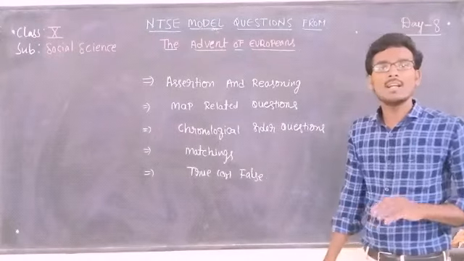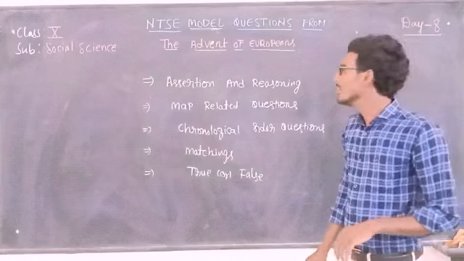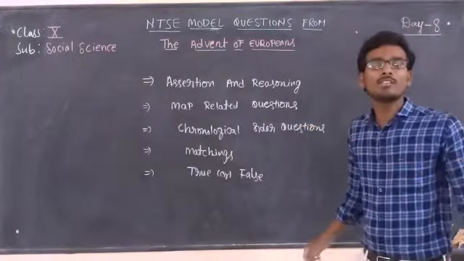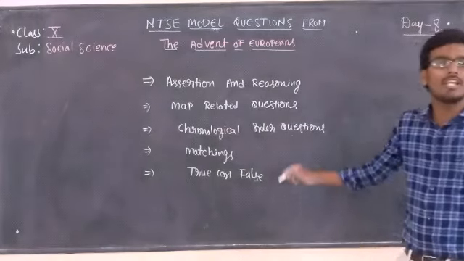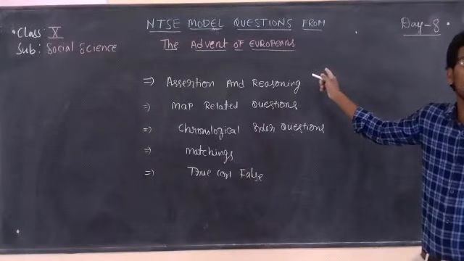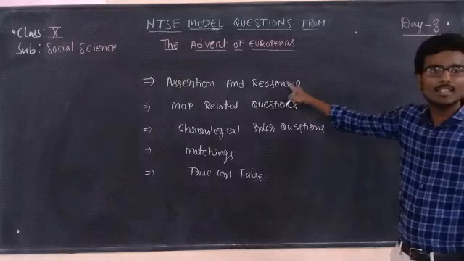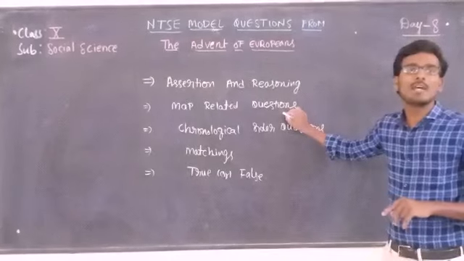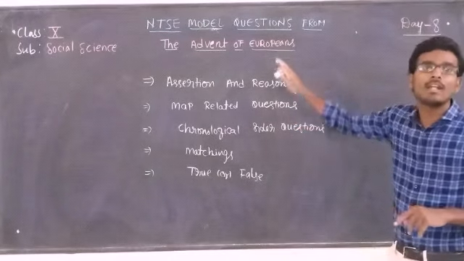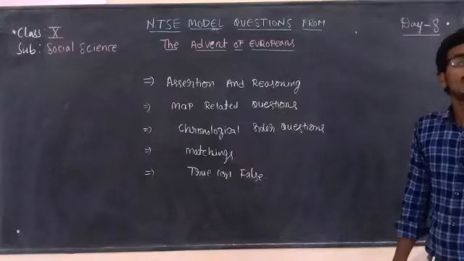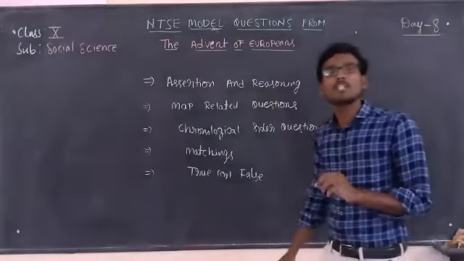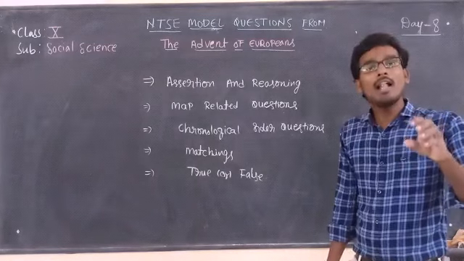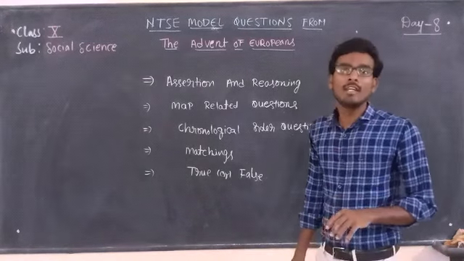Now dear children, in this session we will cover all the models of NTSE questions that will come from the first lesson, Advent of Europeans to India. It may be assertion reasoning or map related. Map related questions are especially important from lesson 1. Why? Because there is a map on page number 4 of your textbook. That map consists of all the European settlements in India.